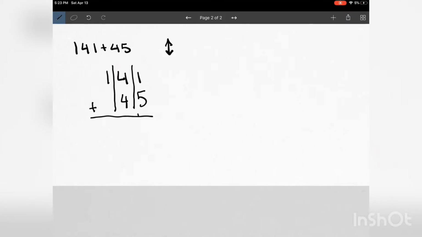Okay. The first thing we're going to do is start adding right to left. Now when we're reading, we go left to right. But when we're adding vertically, we go right to left. And you'll see why in the next problem. Okay. 1 plus 5 is 6. 4 plus 4 is 8.